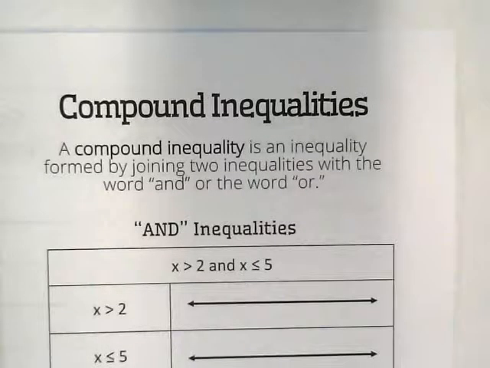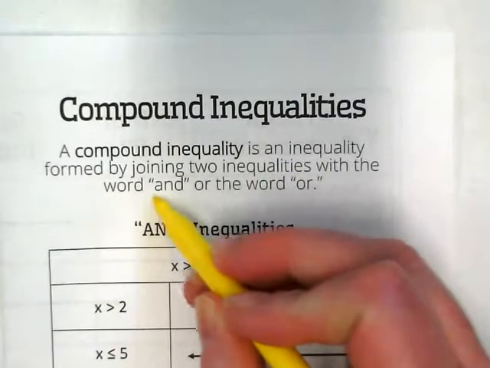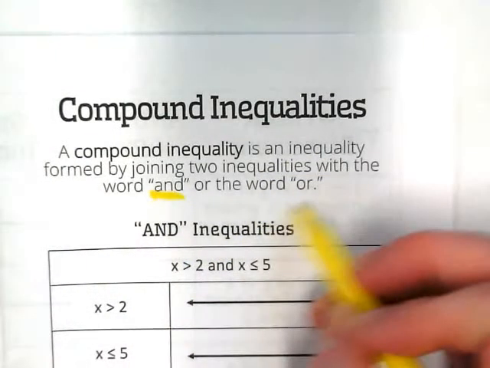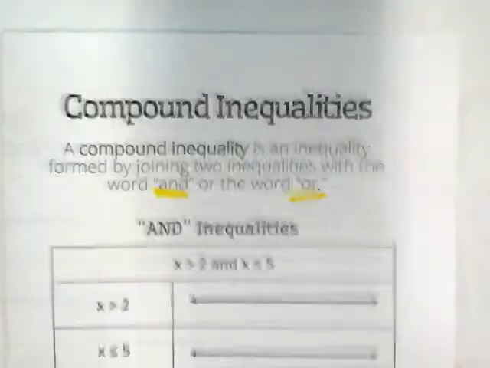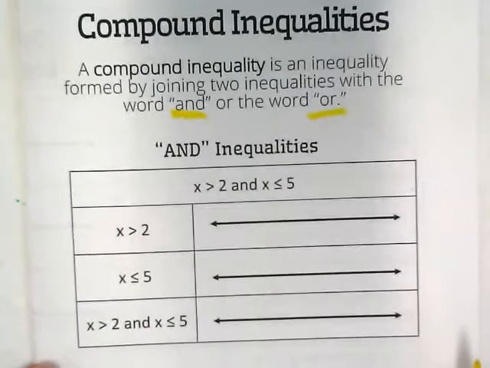If you notice that our objective today, we've changed to compound inequalities. And compound inequalities are inequalities formed by joining two inequalities using the word "and" or the word "or." Let's take a look first at some "and" inequalities.